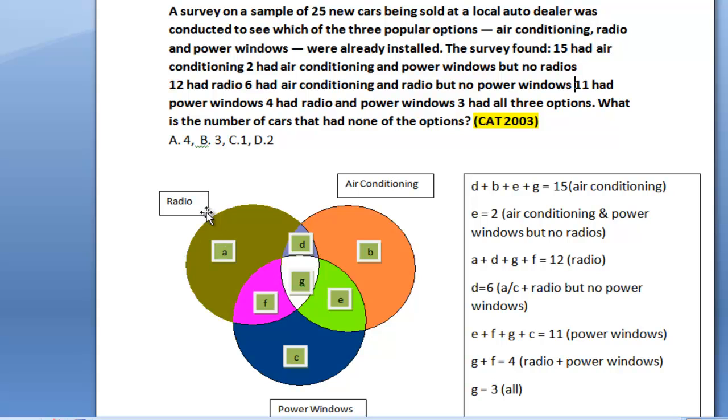It never said that it does not include air conditioning. So radio and power windows common area is F and G. So F plus G is 4. And now we are set to solve this problem on the whole.